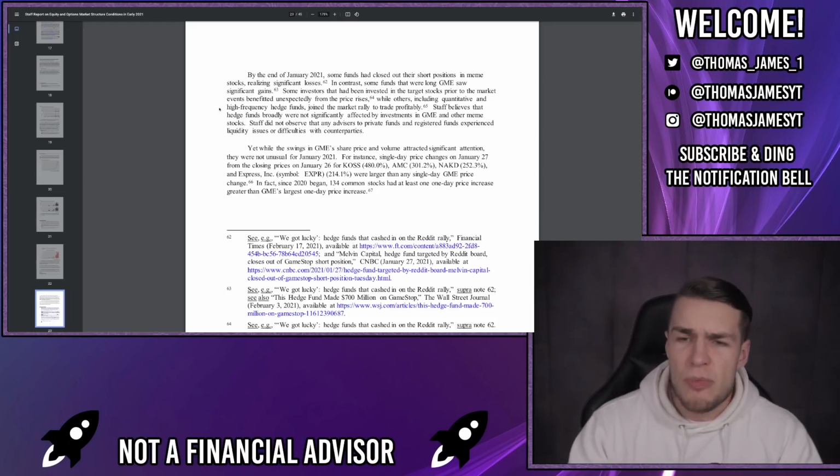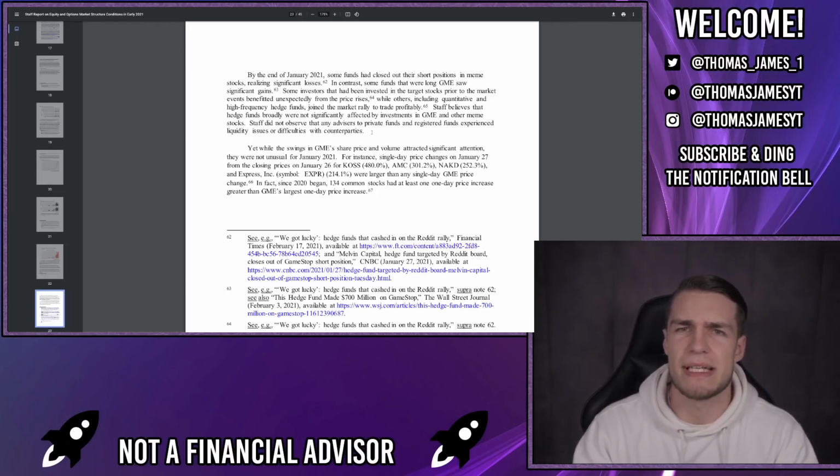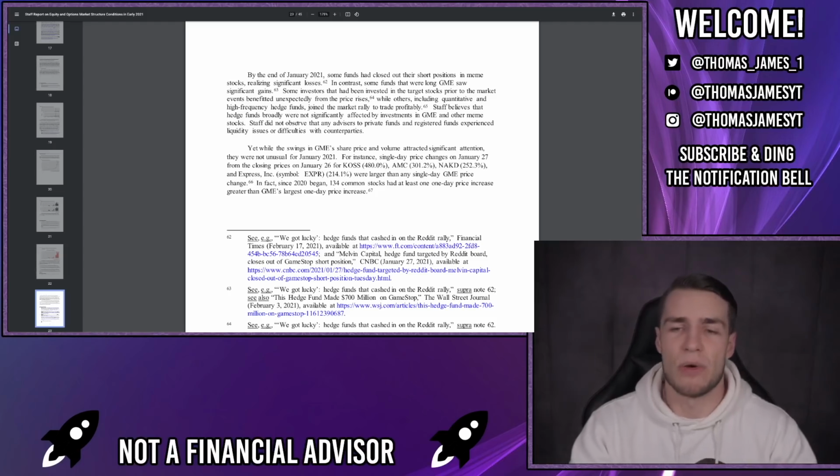And it then says staff believes that hedge funds broadly were not significantly affected by investments in GameStop and other meme stocks. Staff did not observe that any advisors to private funds and registered funds experienced liquidity issues or difficulties with counterparties. Let's just make a quick note of that one there, shall we?